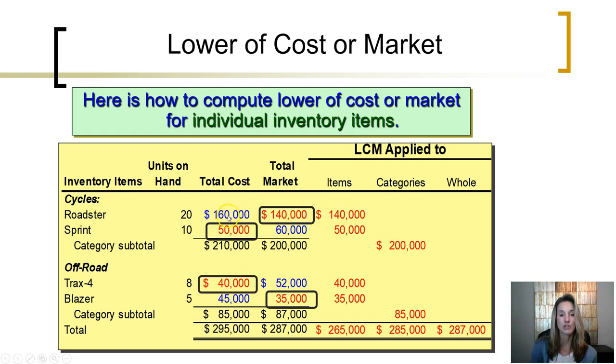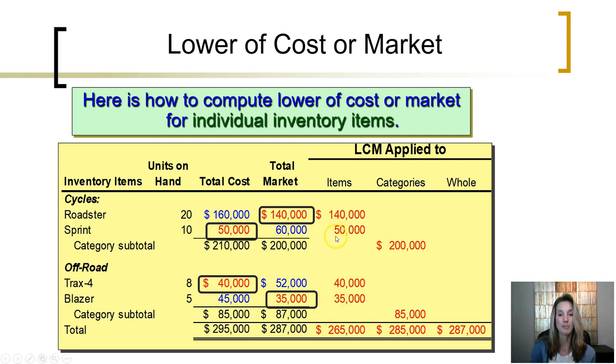Now, applying this rule, we are going to first look at applying it by each inventory item. If we look at the Roadster, compare the total cost to the current total market. We pick up whichever one is lower. The market is lower, so that is the amount that we are going to report for Roadsters. Sprints, the cost is lower than the market, so the cost will be reported. For Trax 4, cost is lower, so cost will be reported. And Blazer, the market is lower, so the market amount will be reported.